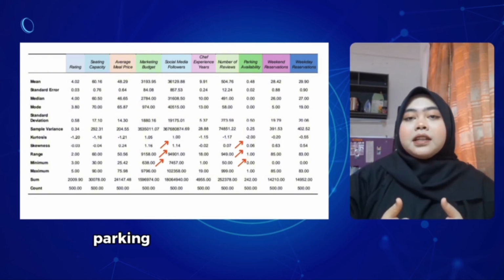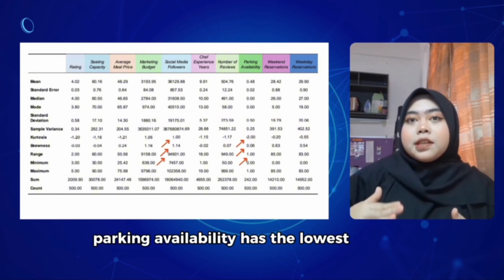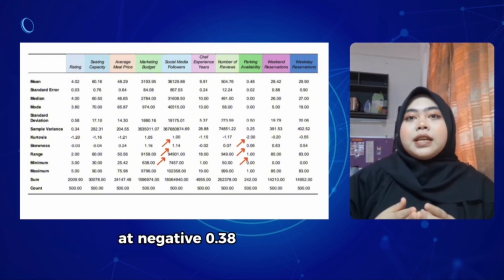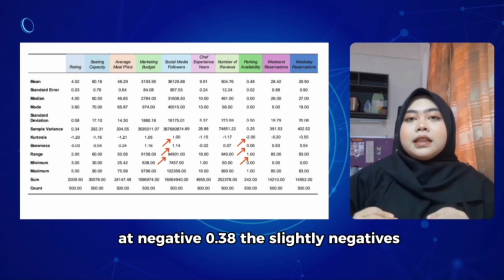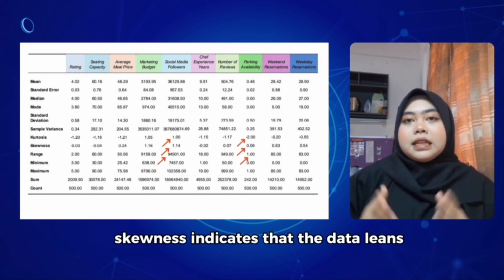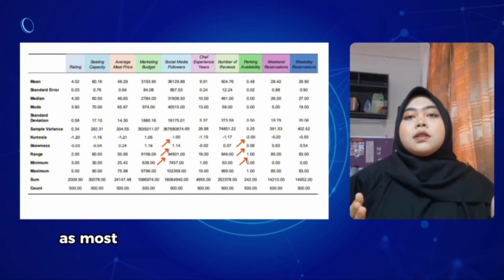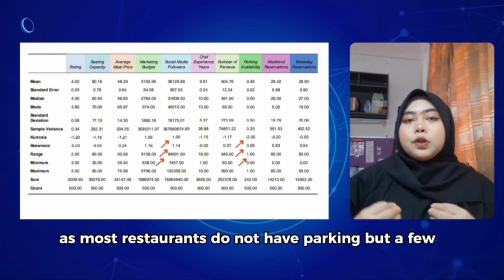On the other hand, parking availability has the lowest skewness at negative 0.38. This slightly negative skewness indicates that the data leans slightly to the left, as most restaurants do not have parking but a few do.